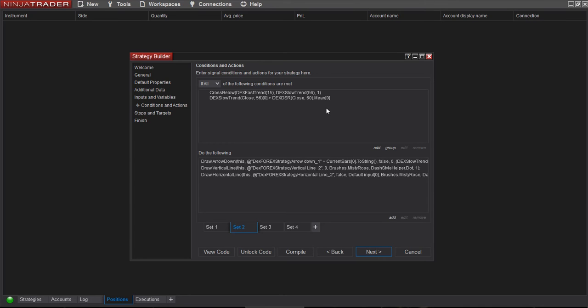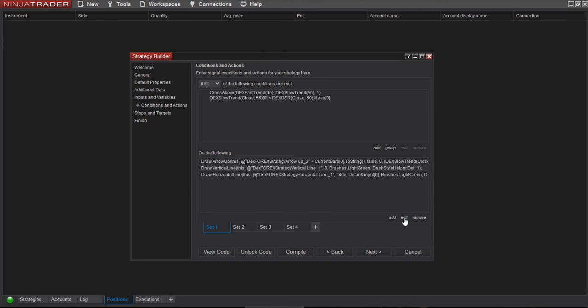Now, if all means that both of those statements have to be true before we get a signal. All right, and now I also added some things we want to do. I like to put a mark on the chart when it trades, more than just the arrow. I want to know where the trade is, or what level we entered it, approximately what level, and so on. So what I've done is we've added some new statements down here under do the following.